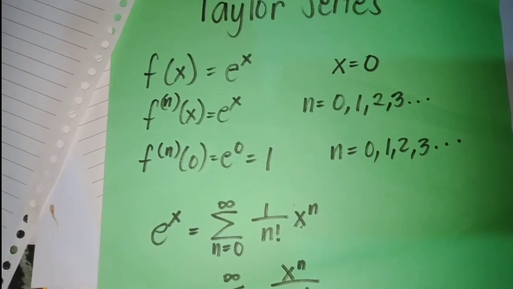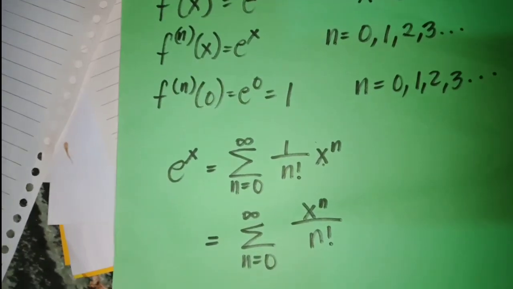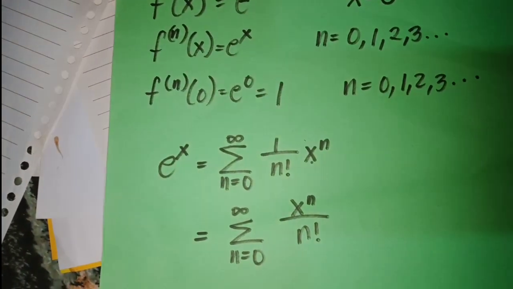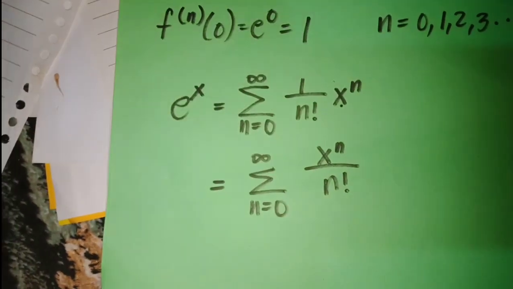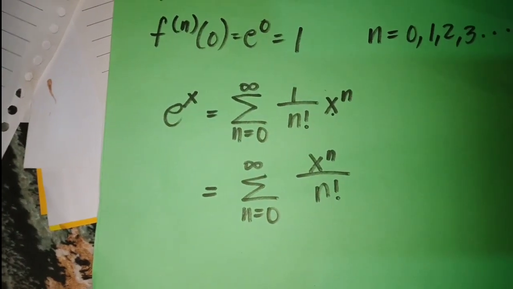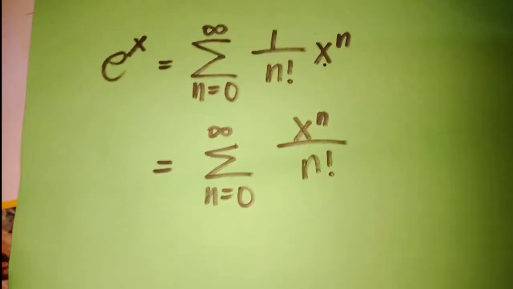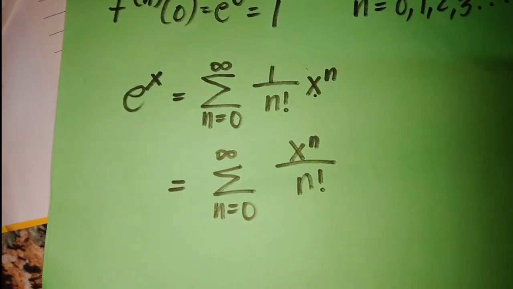Therefore, the Taylor series for f of x equals e raised to x about x equals 0 is e to the x equals the summation of 1 over n factorial times x to the n, n equals 0 to infinity. So our final answer is the summation of x raised to n over n factorial, n equals 0 to infinity.